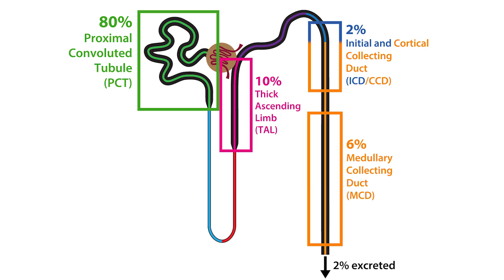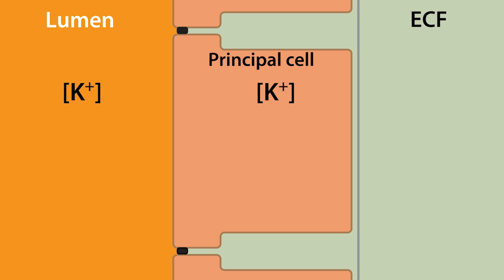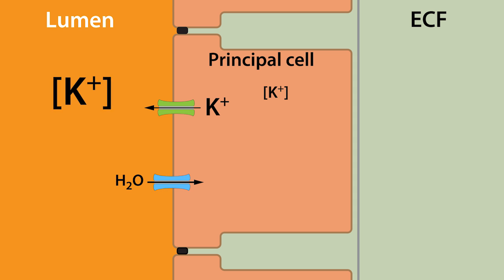Well, reabsorption of potassium along the medullary collecting duct occurs via paracellular and transcellular pathways. It also depends upon the upstream secretion of potassium by collecting duct principal cells. Principal cells secrete potassium into the lumen via apical potassium channels and concentrate the luminal potassium by reabsorbing water via water channels.